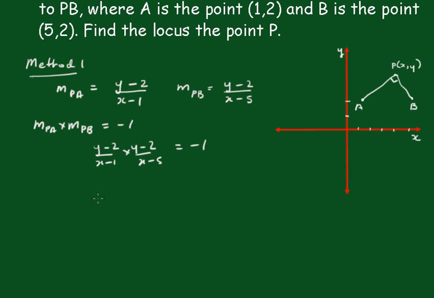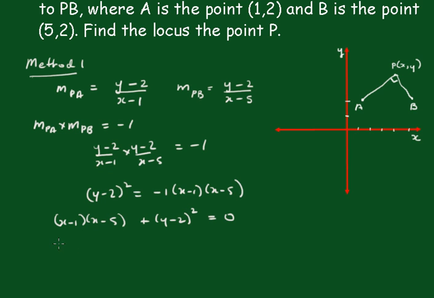Now we're going to multiply the numerators together, and we get y minus 2 all squared, and take this across to the other side. It becomes minus 1 outside of x minus 1, x minus 5. Now take this across, and we get (x minus 1)(x minus 5) plus (y minus 2) all squared equals 0. Remove the brackets here. x squared minus 6x plus 5, that's minus x and minus 5 minus 6x, plus (y minus 2) all squared equals 0.